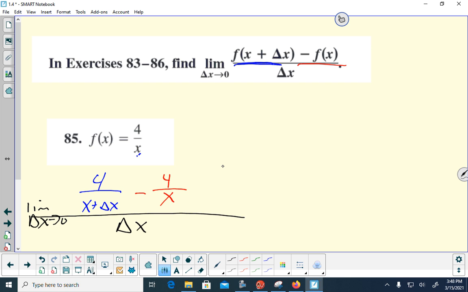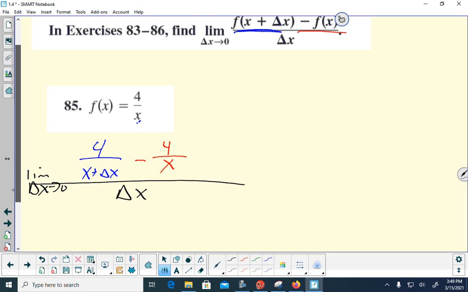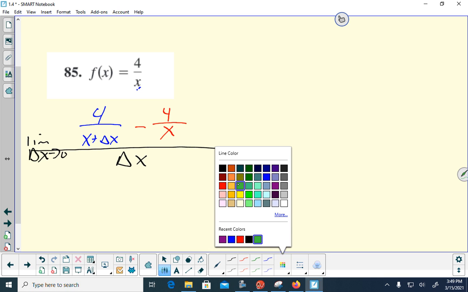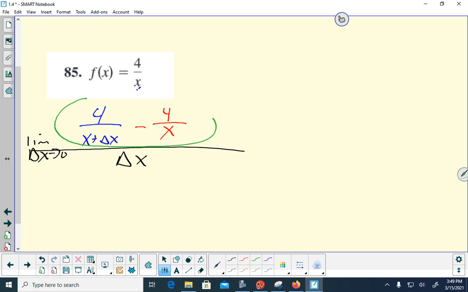If I put 0 in, I'm going to have division by 0, and I do believe I end up with 0 over 0. Yes, I would. So I can simplify it. Let me work on simplifying it. It's going to be easier for me to combine the numerator. To combine the numerator, I have to have a common denominator. So my common denominator is going to be x plus delta x, that whole thing times x. So this fraction, I'm going to multiply by x over x. And this fraction, I'm going to multiply by x plus delta x, both the numerator and the denominator.